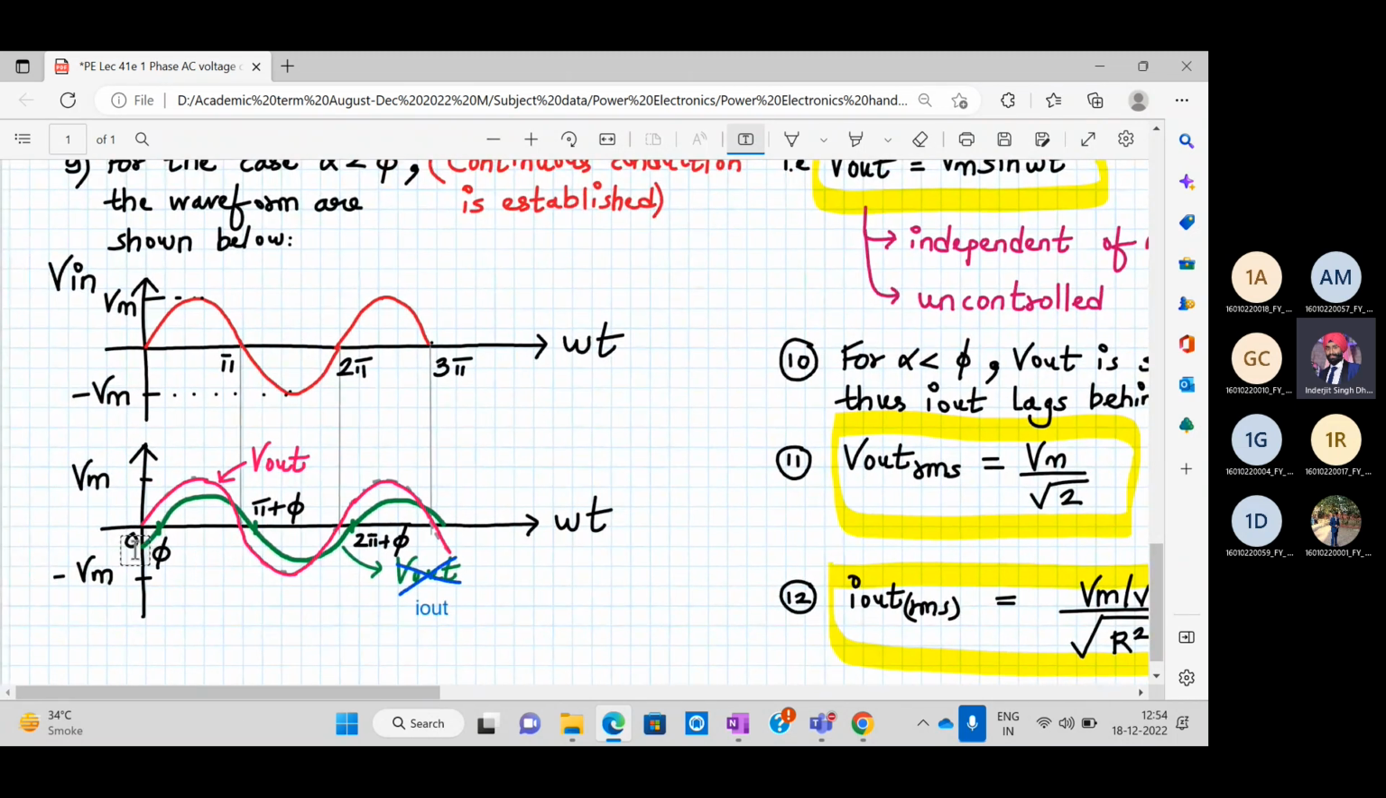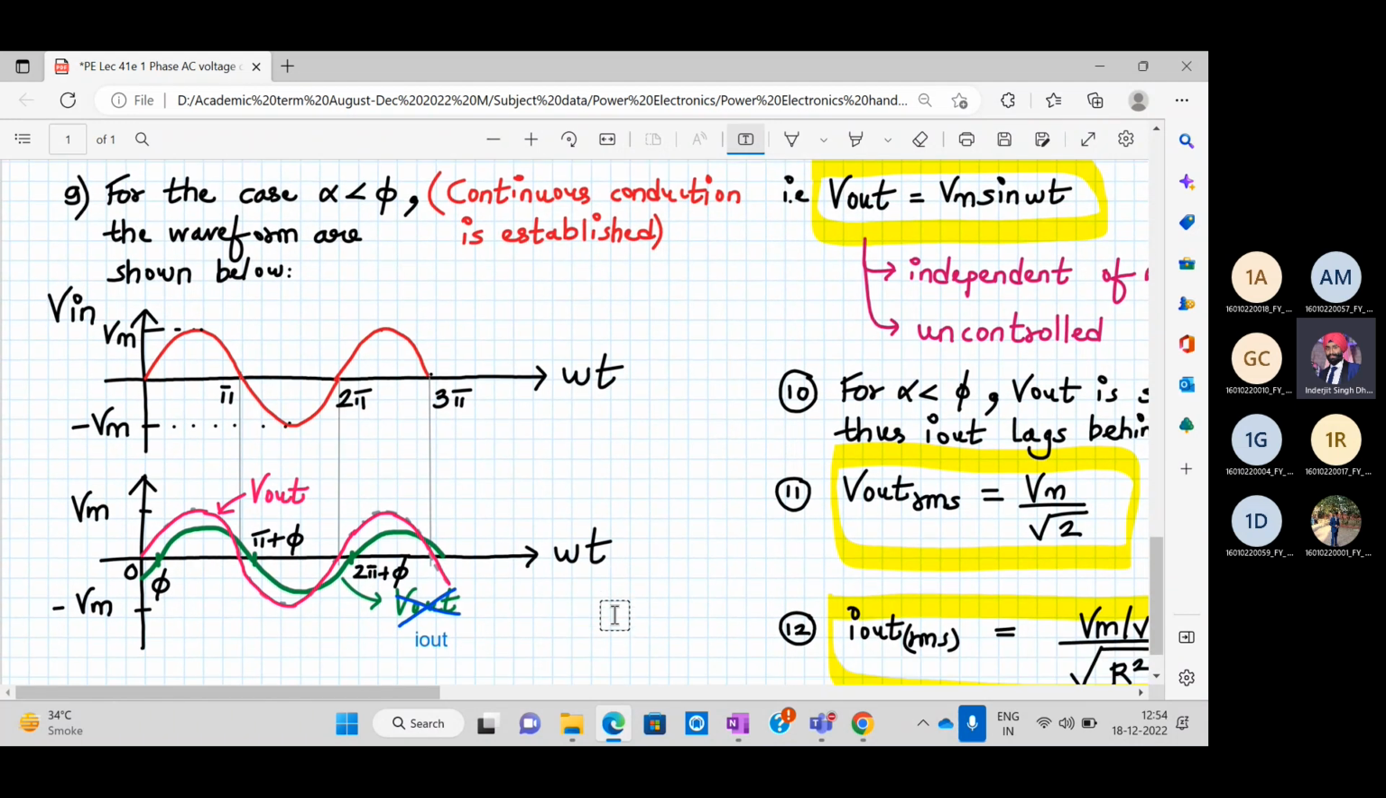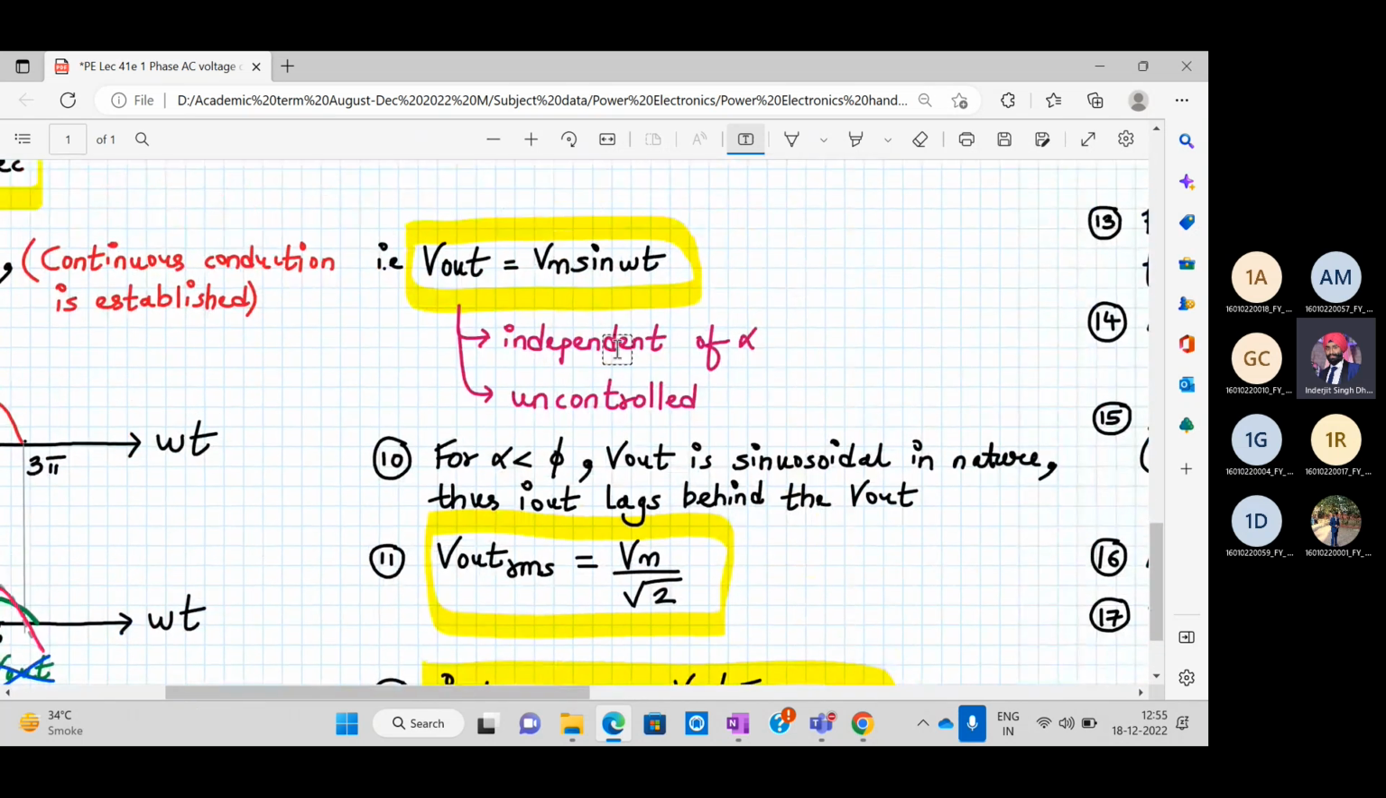And if we keep alpha less than this phi phase difference, then the voltage waveform will look like this. There will be no distortion at all. Only a phase difference will be there. So if the alpha firing angle is kept lower than phi, then the waveforms look as below. That means your output is always Vm sin omega t. In fact, there is no control established over here because in this formula, V out is Vm sin omega t. It's independent of alpha. It's uncontrolled.